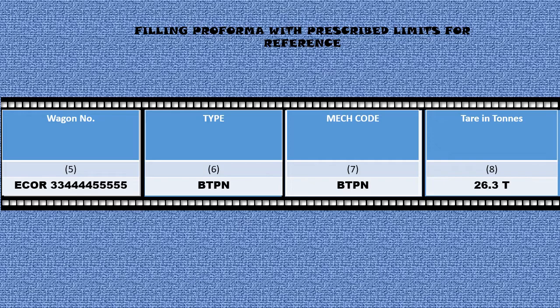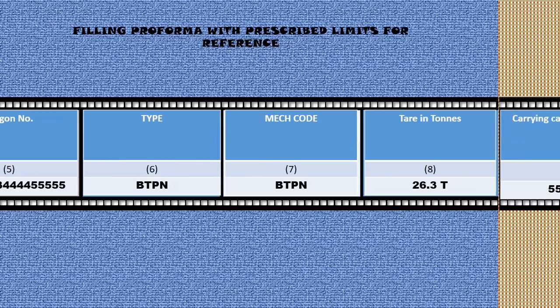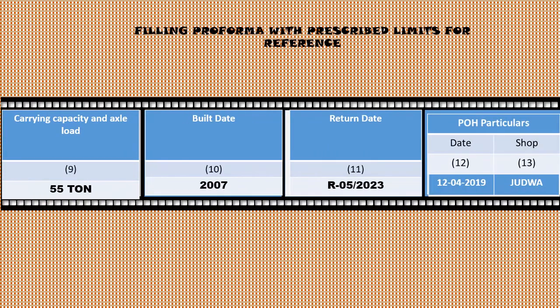Tare weight in tons. This is normally mentioned on the body itself. Column 9, carrying capacity and the axle load. It is again mentioned on the body itself, so we can very easily record from it. Build data or the build date, manufacturing date, under column 10. This is again on the body itself.